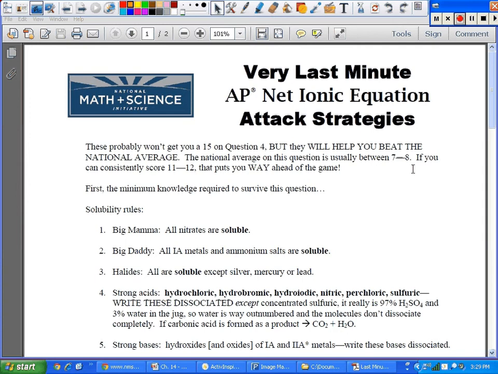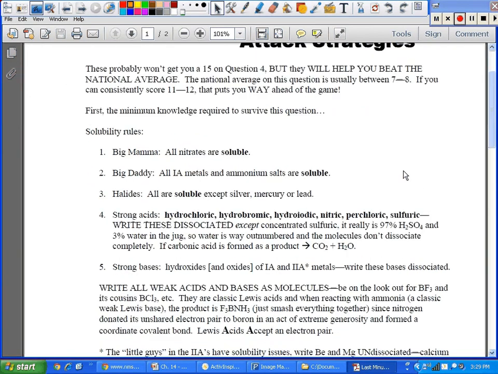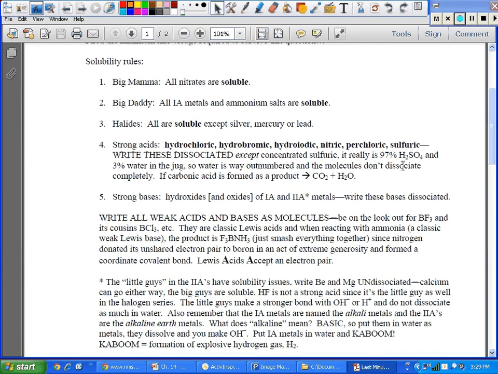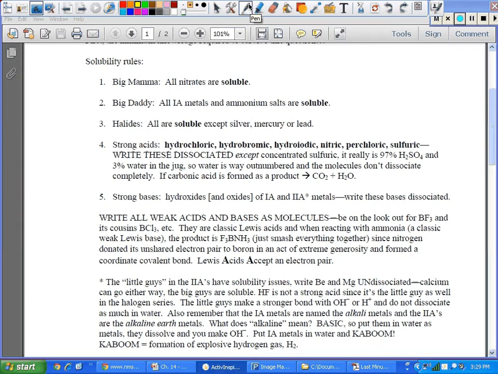So let's talk about some of the basic things. Your solubility rules come into major play, and there are some other nuances that we do want to talk about. So the big mama: all nitrates are soluble. So if you ever see anything that's a nitrate, cross it off. Big daddy: all group 1 metals and ammonium salts are soluble. That means they dissolve in a solution. You'll never get a precipitate.